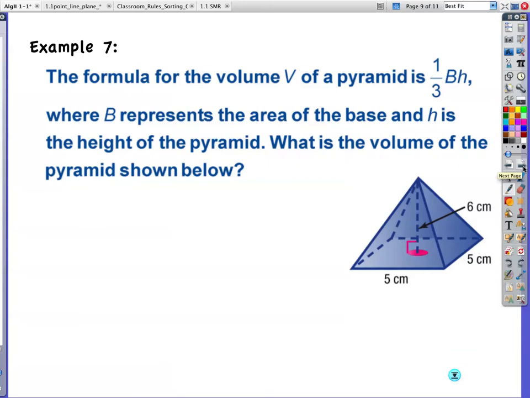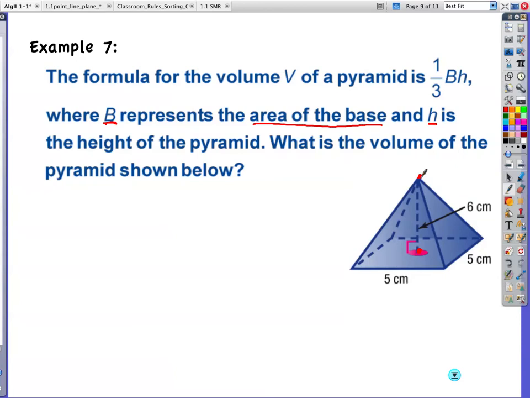Example 7, the formula for the volume of a pyramid is 1/3 the area of the base times the height. And I said area of base because capital B represents the area of the base. And H is the height of the pyramid. And if you remember last year, there were some things about slant height, and then there's also height. Slant height is this height from here to here. I want to mark that in there. But the height is actually how tall your pyramid is. How tall would that garage have to be to park your pyramid in it? It would have to be from down here to up here. Okay, and they tell us that's 6 centimeters.